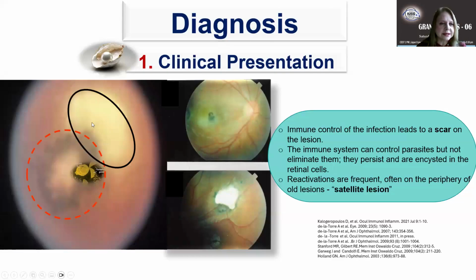As you can see here, a yellowish, white, creamy lesion that is an active lesion called a satellite lesion, and it's produced by the invasion and replication of the tachyzoites in the neighboring cells, leading to inflammation and to destruction of the retina and choroid, as you can see here.